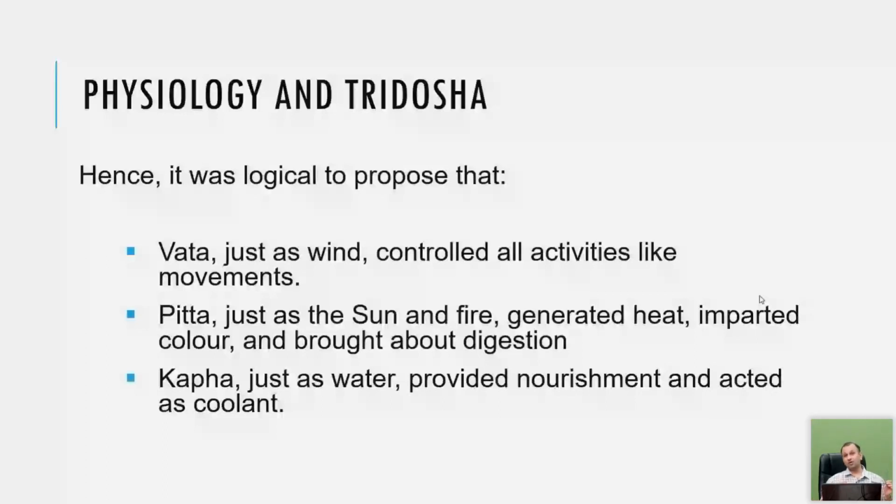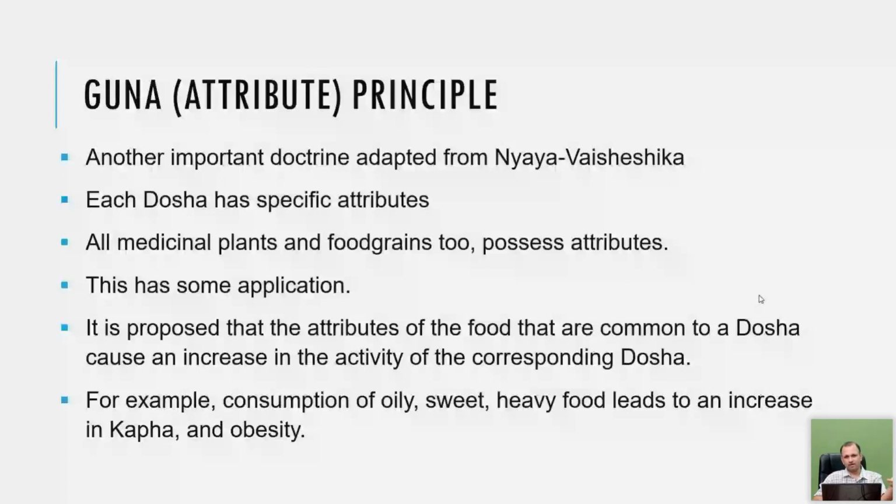So this is how the physiology was integrated into the concept of Tridosha. Then comes the Guna principle again, attributes. Again, all these are interlinked. This is the beauty of our ancient scriptures, right? All theories were interlinked. So another important doctrine, which was also adopted from the Nyaya Vaisheshika systems of knowledge. So each dosha has specific attributes.